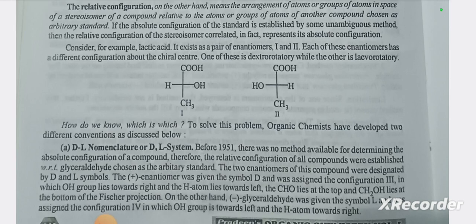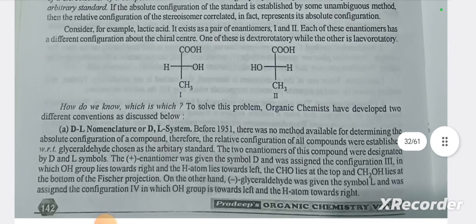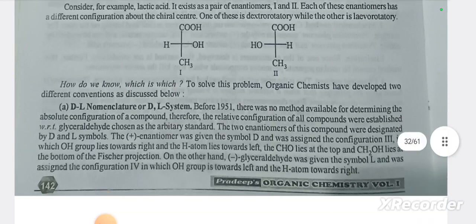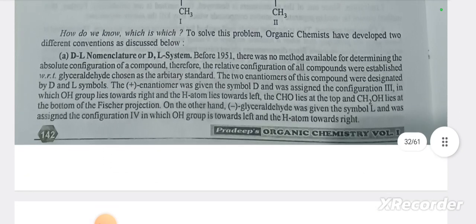If the absolute configuration of the standard is established by some unambiguous method, then the relative configuration of the stereoisomer correlated in fact represents its absolute configuration. Consider for example lactic acid. It exists as a pair of enantiomers, first and second. Each of these enantiomers has a different configuration about the chiral center. One of these is dextrorotatory while the other is levorotatory. How do we know which is which?